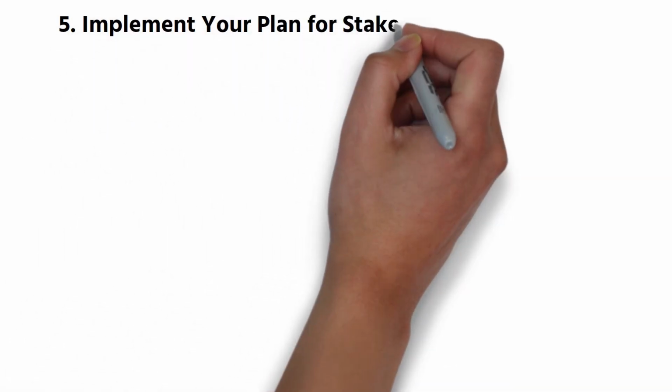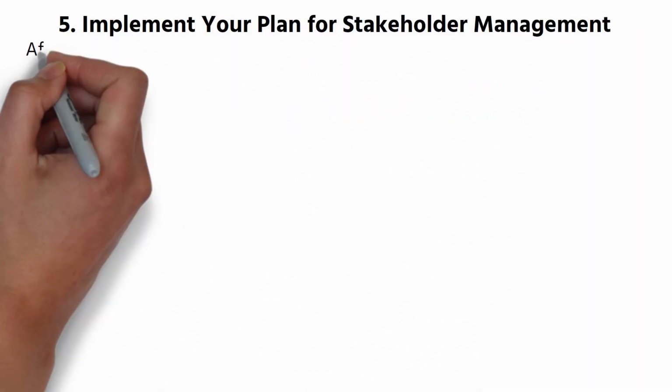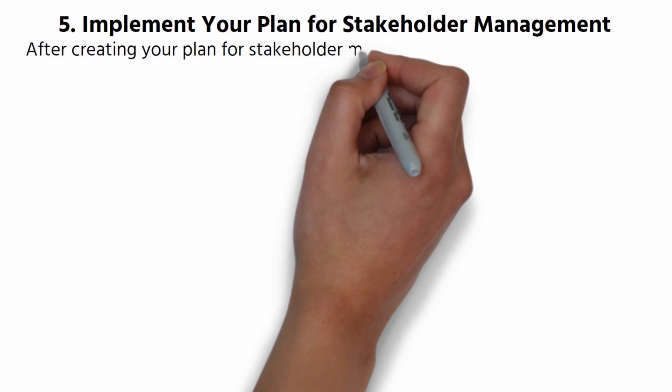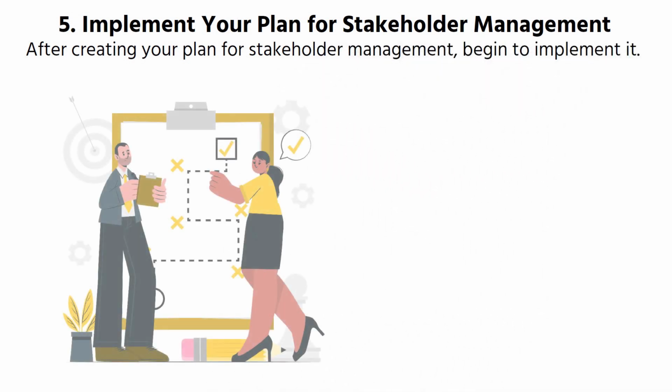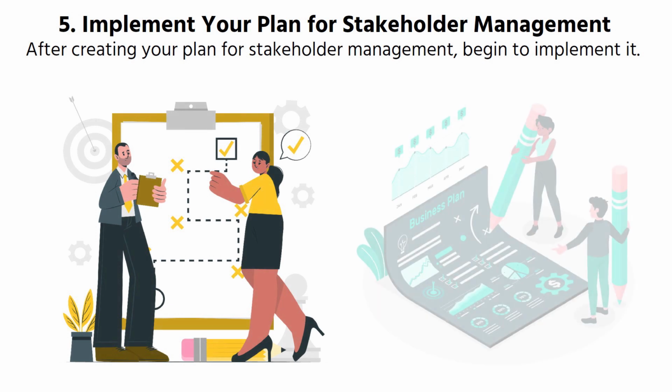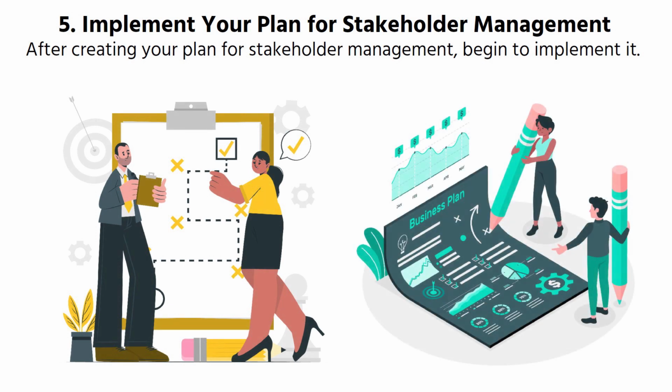5. Implement your plan for stakeholder management. After creating your plan for stakeholder management, begin to implement it. It is a good idea to divide your plan into smaller tasks and implement each phase. As the project progresses, stakeholders' requirements and influence might change, so update your plan according to your project's requirements.